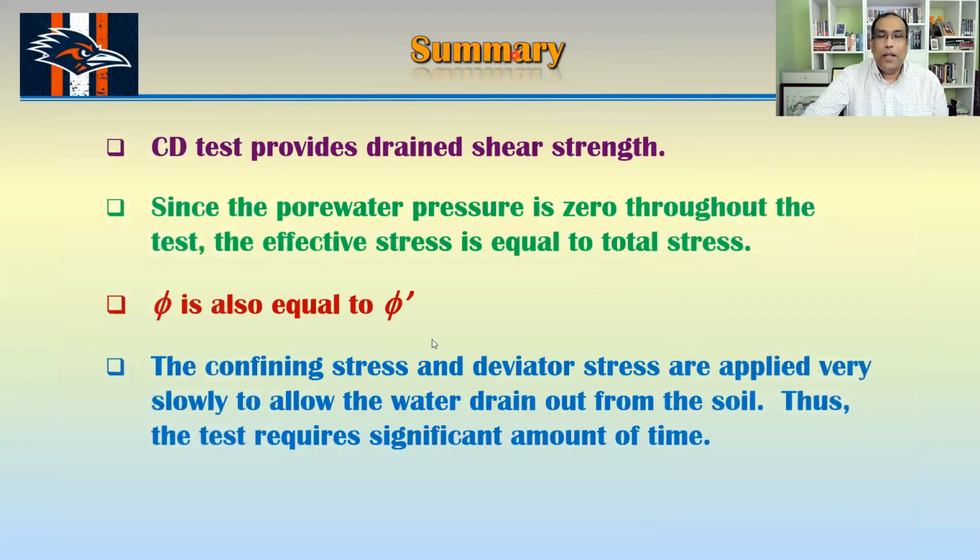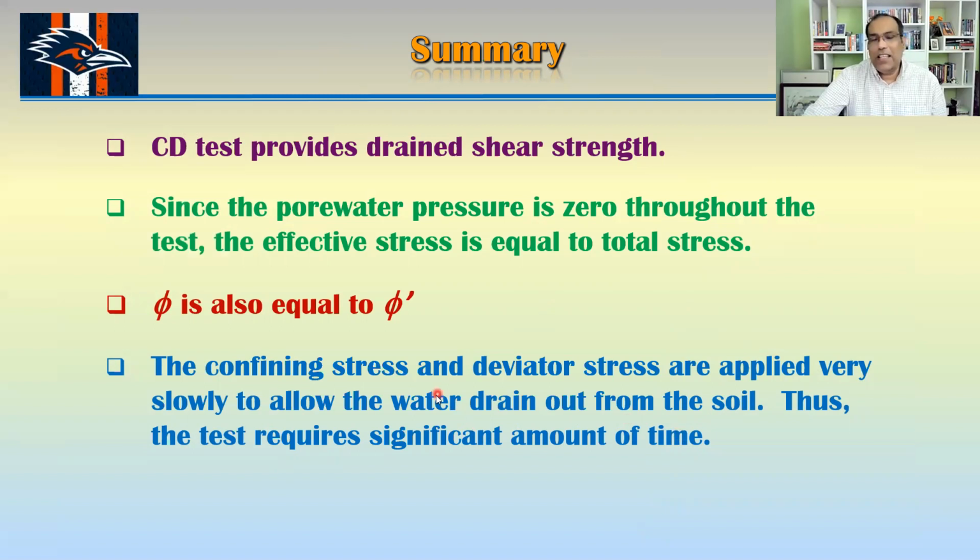Now this is the summary of the CD test. CD test provides the drained shear strength. Since the pore water pressure is zero throughout the test, the effective stress is always equal to the total stress. So your phi is equal to your phi prime. And again, if it is over consolidated soil, then actually your C is equal to your C prime. Okay. The confining stress and deviator stress are applied very slowly to allow the water to drain out from the soil. Thus, the test requires a significant amount of time.